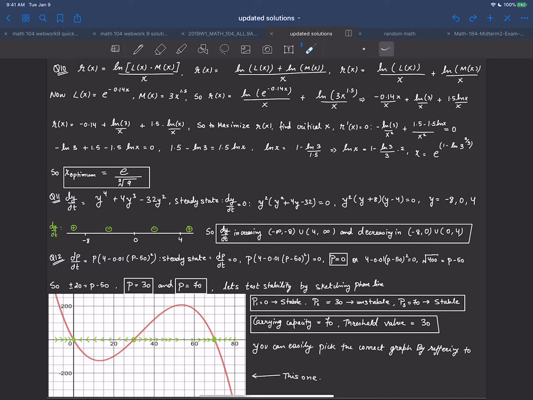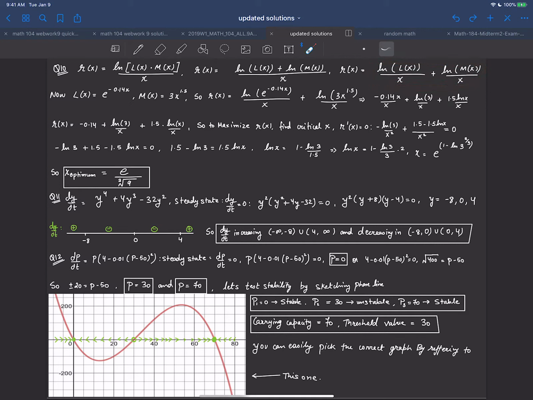So in this case, they've given you a function r of x that's just ln of some function L times some function M, divided by x. First of all, it's a better choice to analyze this by simplifying it. So we start to simplify. Ln of two things that are being multiplied could be written as ln of the first thing plus ln of the second thing. I did that, and then you can separate these two into two different entities here.